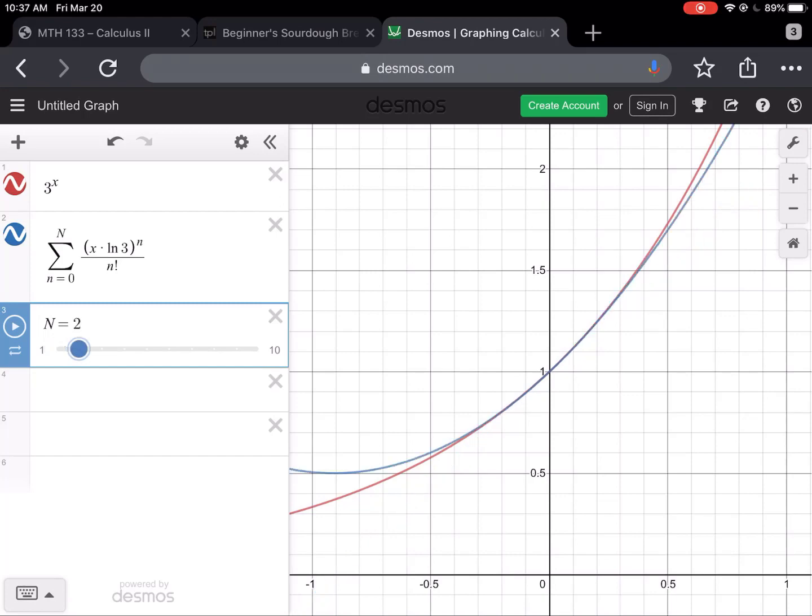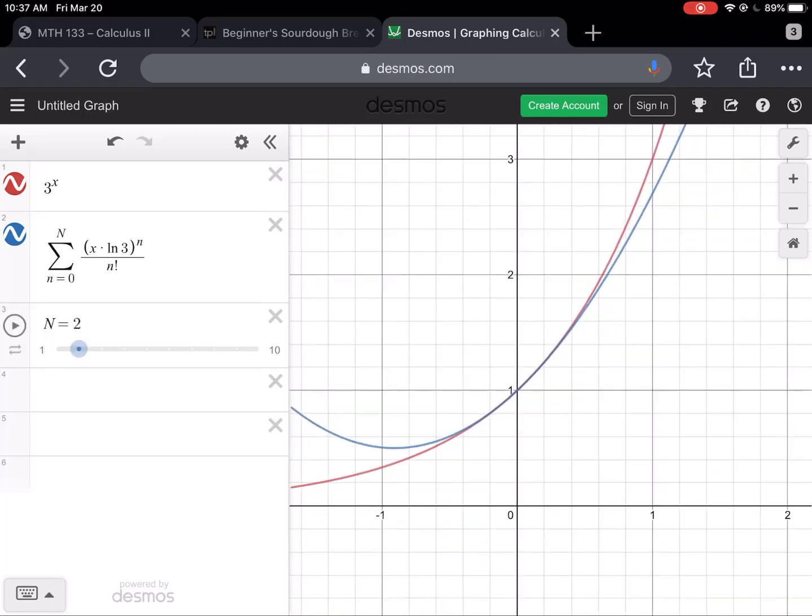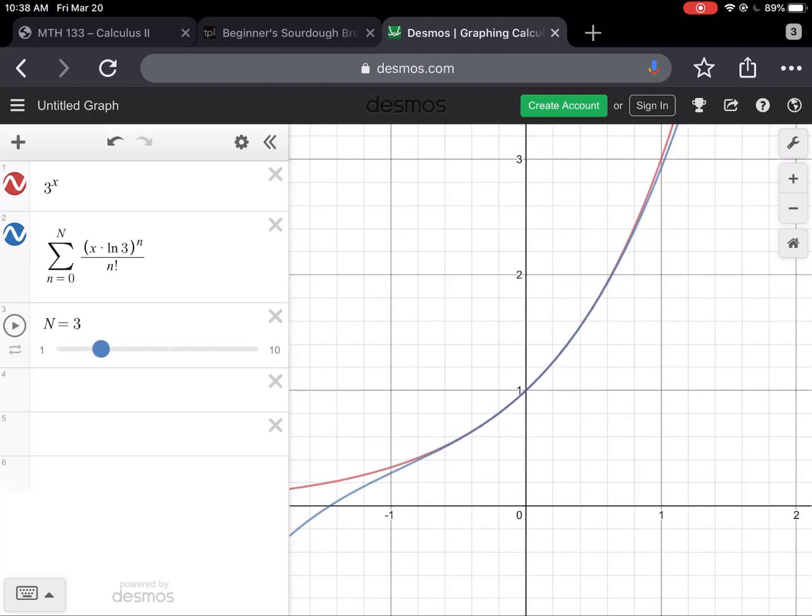So let's go ahead and add on another term. So this is now adding on this x times the natural log of 3 squared divided by 2 factorial. You can see it gets a little bit better. And we can keep on going. So we could add on the cubic term and the 4th degree term. And here is the 5th degree term. So this is where we stopped. We have a 5th degree Taylor polynomial right now.